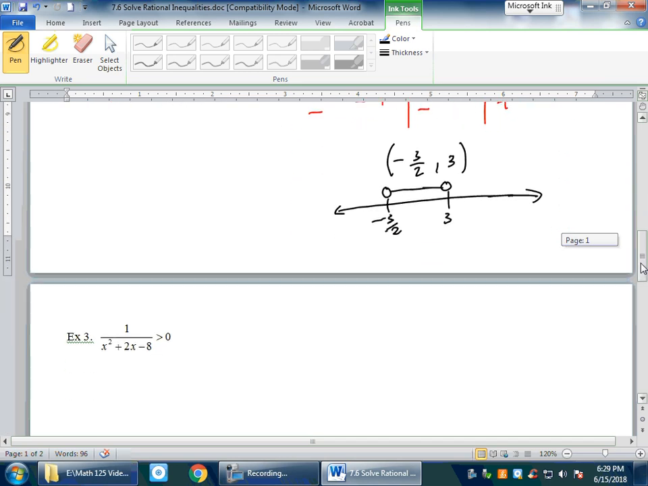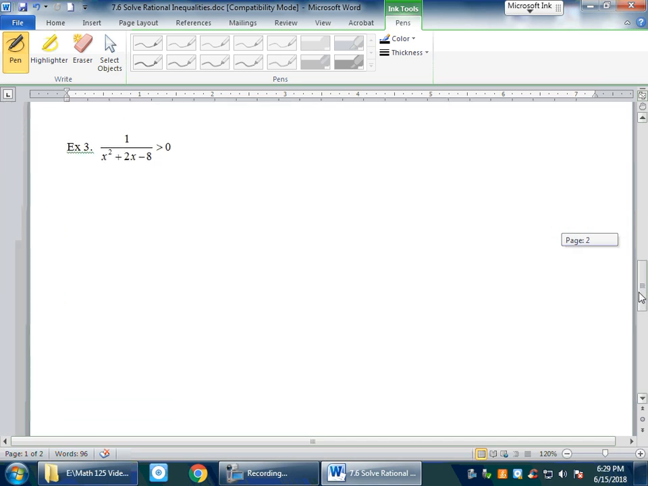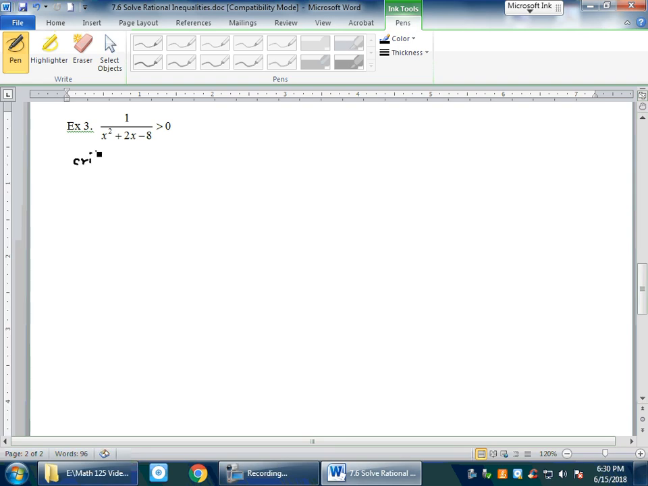Continuing to the next example. So this one is already given to you, the one fraction on the left hand side and a 0 on the right hand side. So we're going to try to find the critical numbers, critical points.